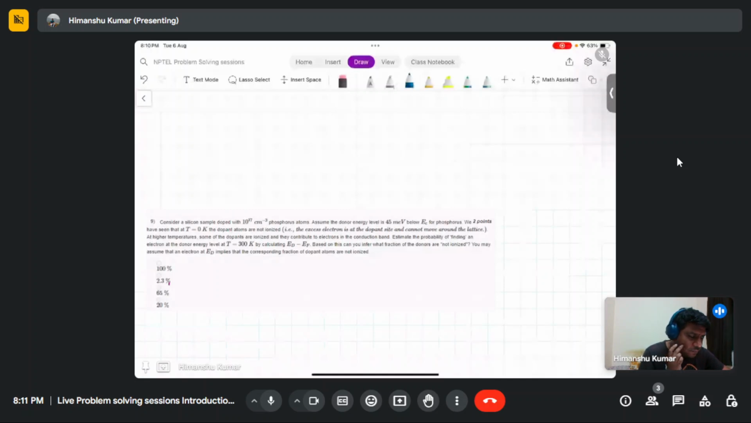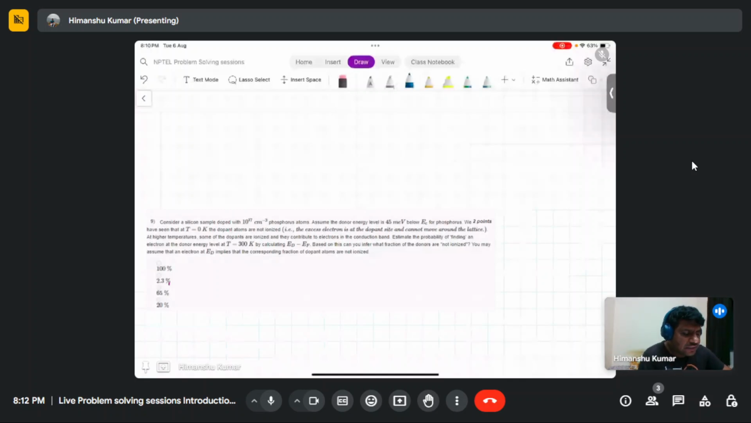At T equals 0, the dopants are not ionized. When the temperature is 0, all the dopants are in their donor energy level, and those are not ionized because there is no thermal energy. So all the dopants will be at their donor sites, and the semiconductor will be intrinsic. At higher temperatures, some of these dopants will move into the conduction band and take part in conduction. So an electron goes to the conduction band, and this will become an empty donor, an immobile charged ion, that is, dopant level ionization.